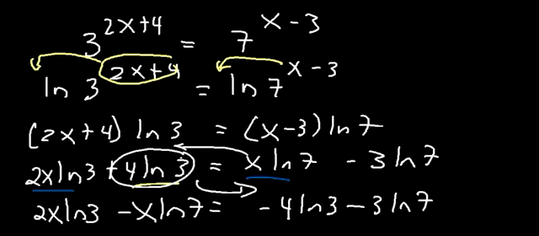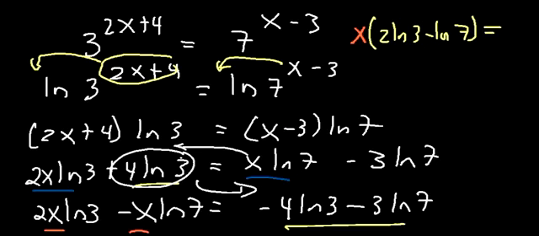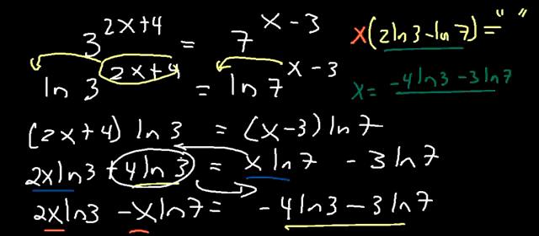Now we're going to factor out x because we have a common term. If we take out x, what we have left over is 2 ln 3 minus ln 7, and that's equal to what we see here. Next, we're going to divide by this term. So x is equal to negative 4 ln 3 minus 3 ln 7 divided by 2 ln 3 minus ln 7. This is much more work for this example. And then you just type that in your calculator and get the answer.